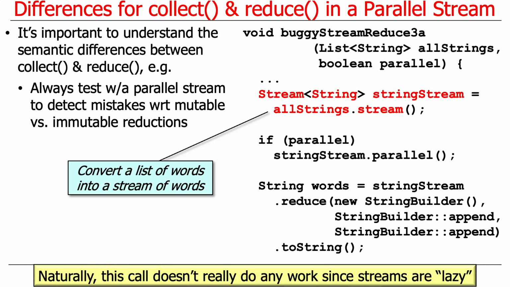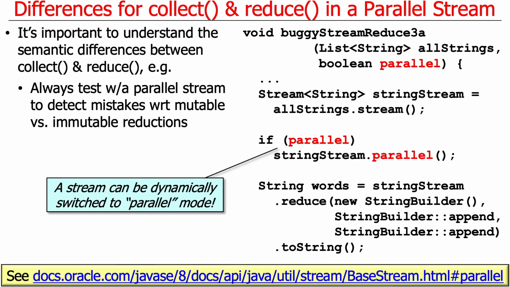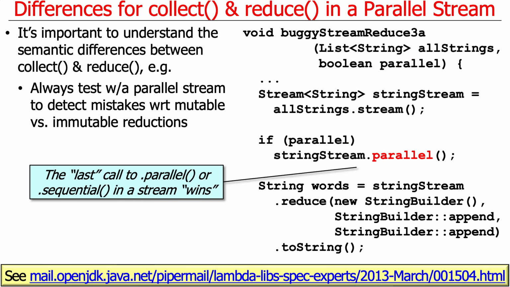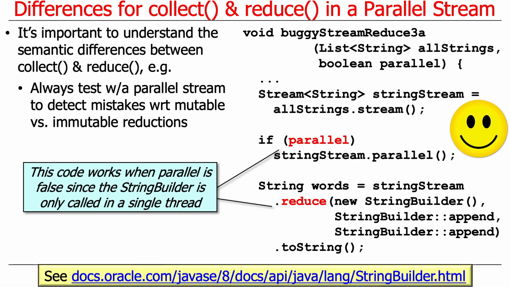Why is it buggy? Well, we're going to start out by getting a stream of strings from a parameter that's passed in. And that doesn't do anything yet because everything's lazy. Then we're going to check the parallel parameter. If it's true, then we're going to turn this into a parallel stream. So far, so good. But then remember, when you have the parallel call here, whatever occurs last wins. So we set it to parallel when the parallel parameter is true, and that means this is going to run as a parallel stream.